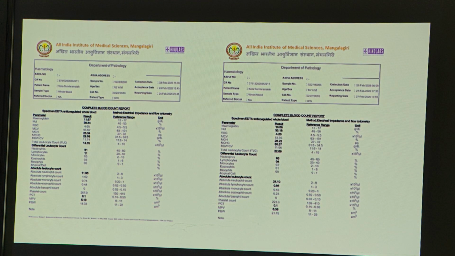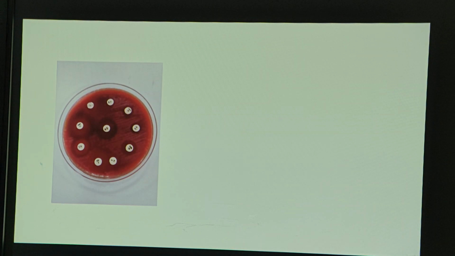SOFA score is matching. These are the CBC parameters. On 24th you can see the total count is about 14,000 with a neutrophilic predominance of 81%. On 27th it again elevated to 22,000 and the procalcitonin level also elevated to about 24. So we got a blood culture from this patient because the patient is having pneumonia, definitely one focus is there, and SOFA score is also raised. Patient admitted in ICU, and when the patient was not ventilated they had sent the blood culture.